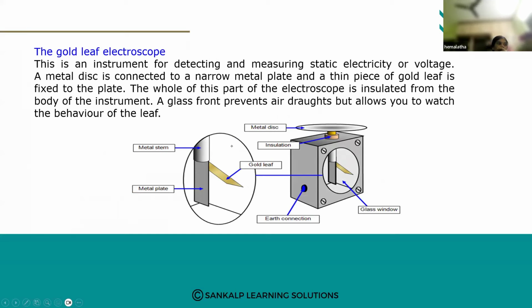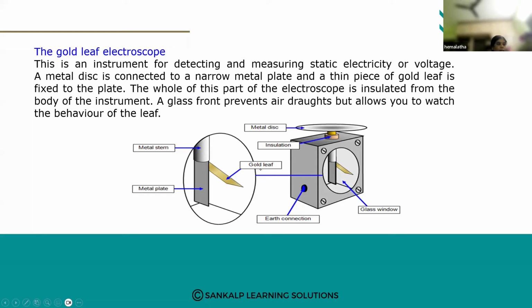If a charged particle comes, then what happens, there is a metal disc here, right? If any charged particle comes near this metal disc, then through this conducting wire the charges will flow through this one, and the gold leaf will diverge. Earth is also connected to this. Why do we have to put that connection? Because excess charge will flow through to the earth. It is a glass window so that no charges from outside interfere.